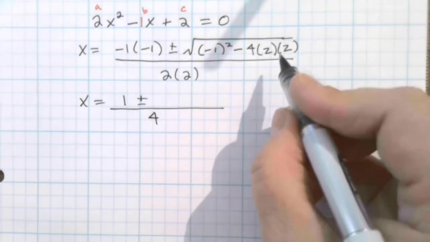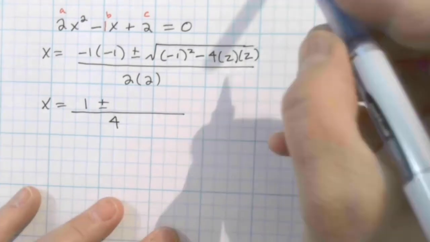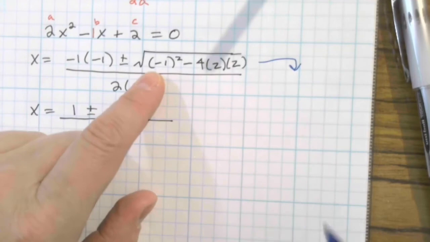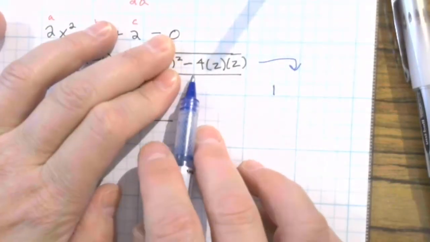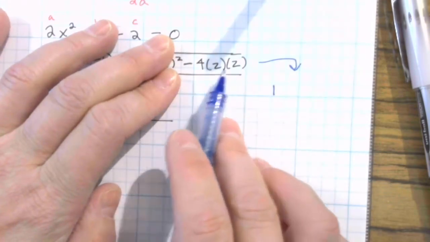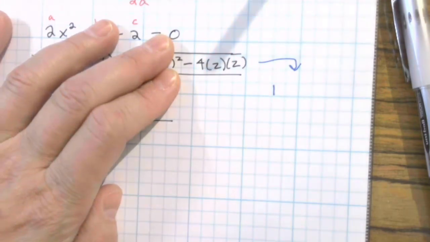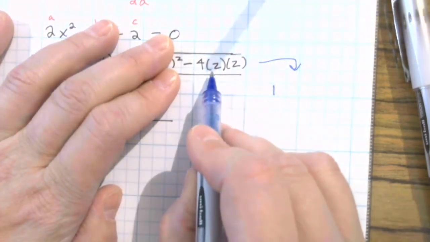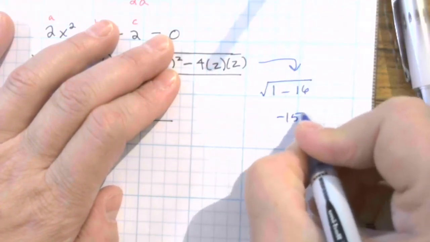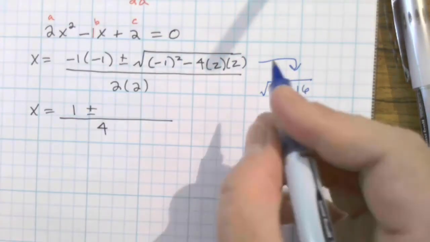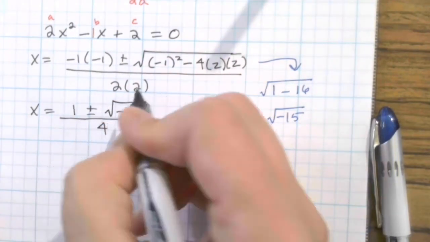Now inside this radical, you need to do the exponent first. So I'm going to pull this out here to the side. -1 squared is +1. And then you need to multiply -4 times 2 times 2. If you think of this as a -4, it will keep you from making negative errors in the future. -4 times 2 is -8, times 2 is -16. So we get a -15. So this is 1 plus and minus the square root of -15.